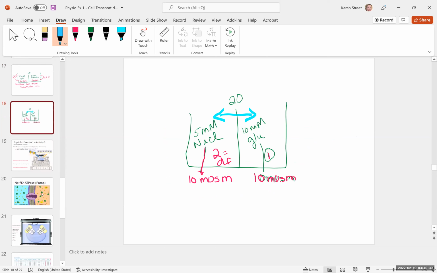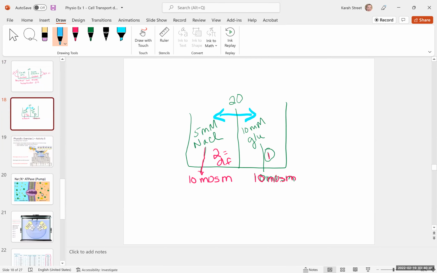Let's do one more before we move on to activity 5. Here's a challenge one. Let's say you have a molecular weight cutoff of 20. I have a 5 millimolar sodium chloride in the left chamber, and I have a 10 millimolar glucose solution. Now, I ask the question, can either of these diffuse? And the answer is no. And now I must consider dissociation factor.